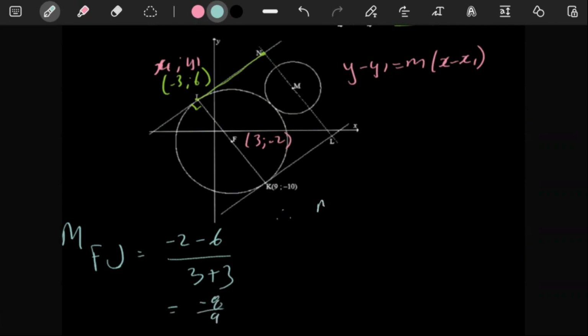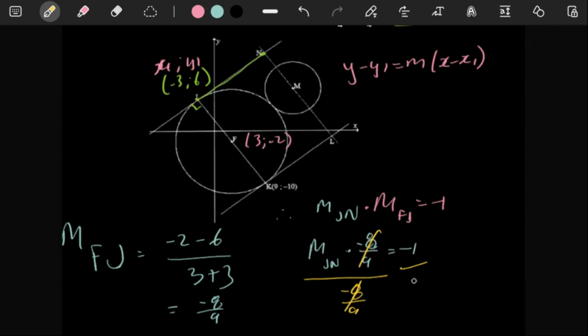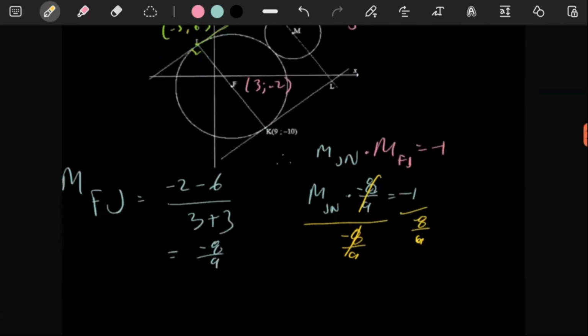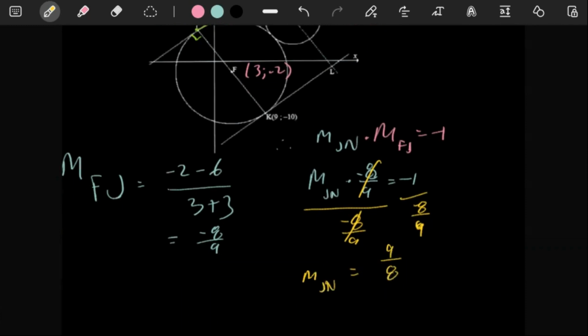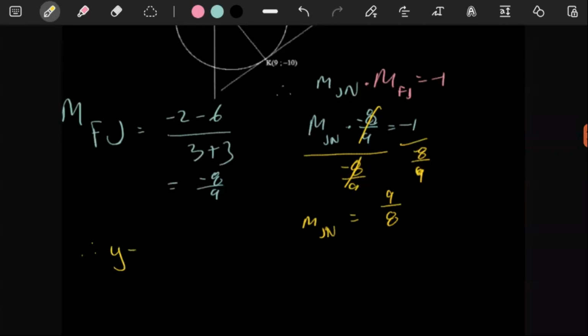So therefore, the gradient of Jn, because it is perpendicular, let's just use the formula. We're going to multiply the two gradients, and they're going to equal negative 1 since they're perpendicular. So the gradient of Jn multiplied by negative 8 over 9 is equal to negative 1, right? And then we can divide by negative 8 over 9, and the gradient of Jn is going to be equal to 9 over positive 8. Therefore, y minus y1.